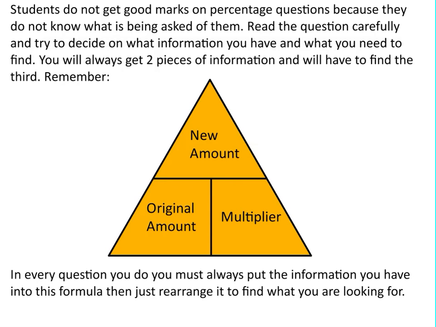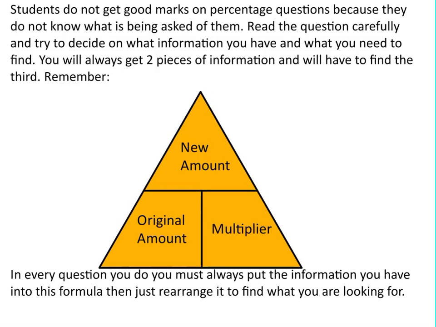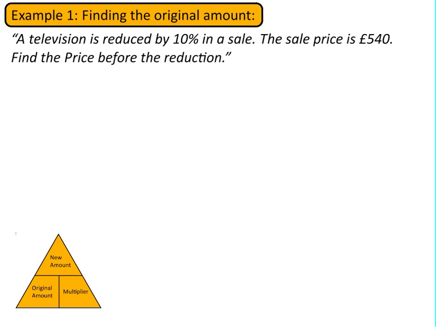Now, I would prefer to look at this in a triangle. If I want to find the new amount, I just work out the original amount times the multiplier. But if I want to find the original amount, then I do the new amount divided by the multiplier. If I want to find the multiplier, or therefore the percentage increase or decrease, I'll need to do the new amount divided by the original amount. So that's how that triangle works. Okay, so let's look at some questions.